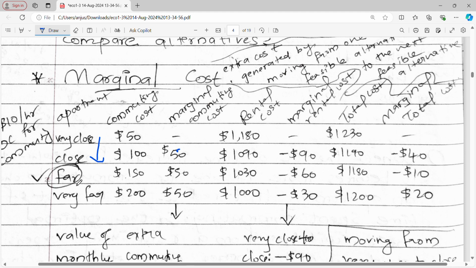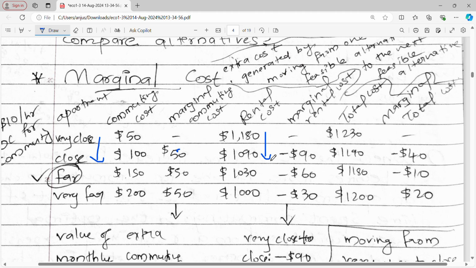Then when you are moving from far to very far, you are spending an extra commuting cost of $50 again. So the marginal commuting cost here is $50. Then coming to the rental cost, when you are moving from very close to close, the rental cost has decreased by $90. That is, marginal rental cost is minus $90 because it is decreased. That is why minus $90.